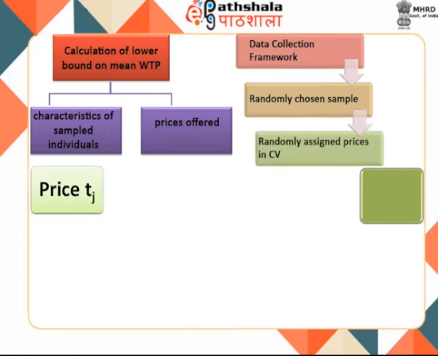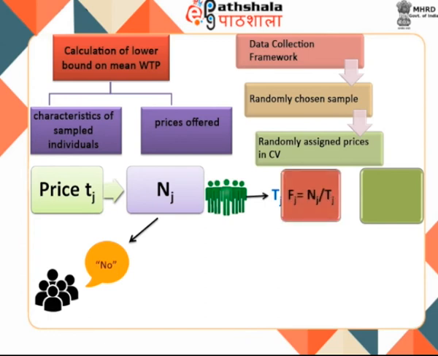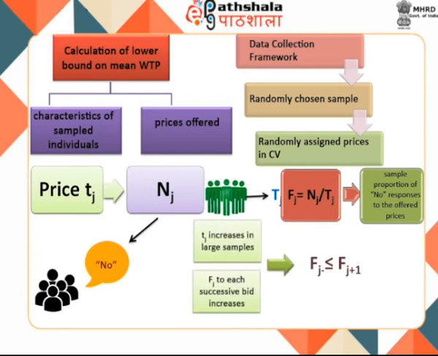For each price offered Tj, we call Nj the number of people whose response to the offered price was no. Tj is the total number of people offered price Tj. So, Fj is equal to Nj / Tj, which gives the sample proportion of no responses to the offered prices. When the offered price increases in large samples, the proportion of no responses to each successive bid is expected to increase. That is, Fj is greater than or equal to Fj+1.